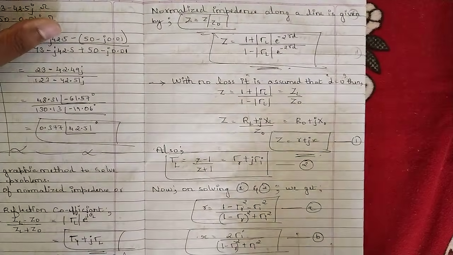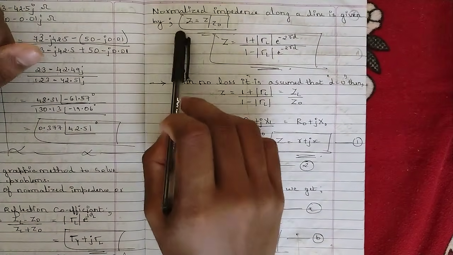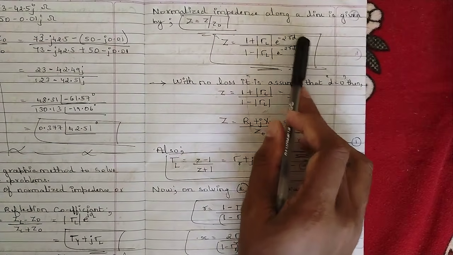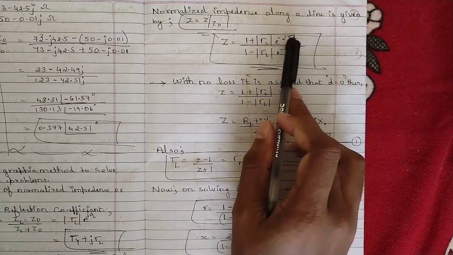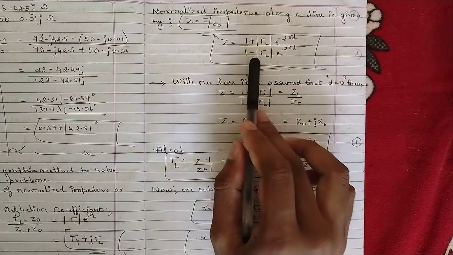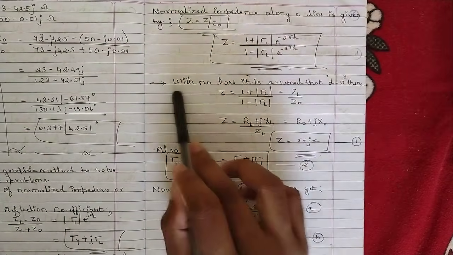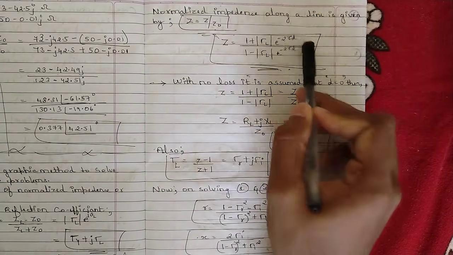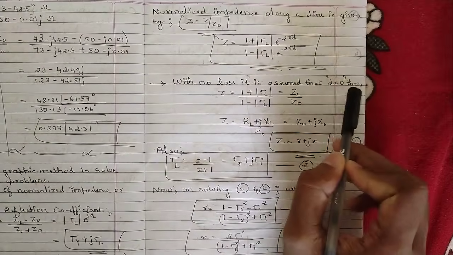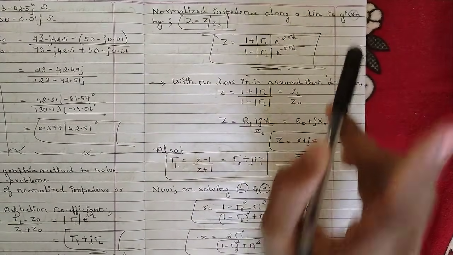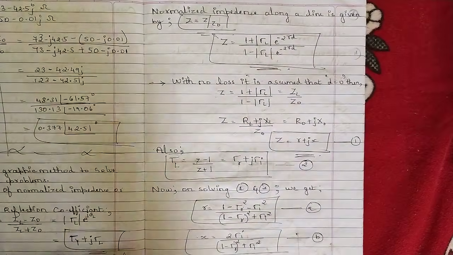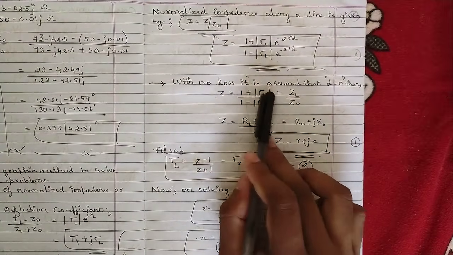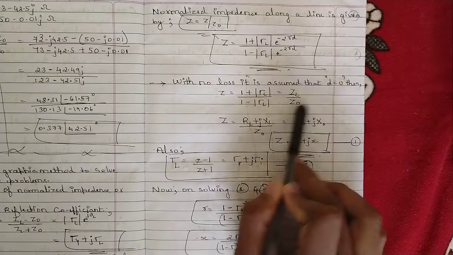Now the normalized impedance along the line is given by z equal to Z by Z naught. That is, z is equal to (1 plus gamma L e to the power minus 2 gamma d, where gamma is the propagation constant) divided by (1 minus gamma L into e to the power minus 2 gamma d). With no loss, it is assumed that d is equal to 0. Then these two terms cancel each other because d is equal to 0, so e to the power 0 is equal to 1. So we are left with z equal to 1 plus gamma L divided by 1 minus gamma L, where 1 plus gamma L is called ZL and 1 minus gamma L is called Z0.